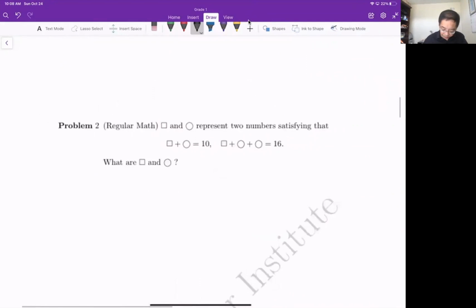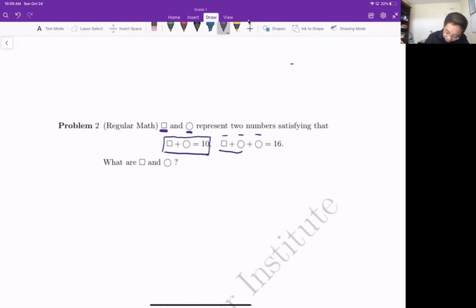Question number 2. Here we have 2 numbers which we need to figure out. They are represented by a square and a circle. All right. So what we know is if you add these 2 numbers together, you get 10. Now, if you add 1 square and 2 circles, you get 16. So the question is, what is the square? Now here you see, these 2 you add together, you get 10.